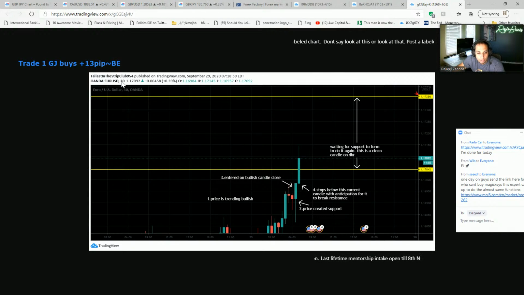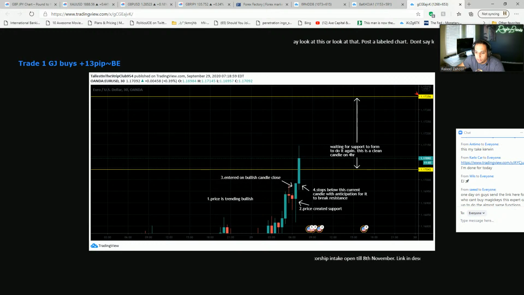This is Euro USD, entered on bullish close over here, stops below here, waiting for support to form to do it again. Yep, that's perfect. Let's do it again and let's win it again. Oh, this is the tallest guy in the strip club.